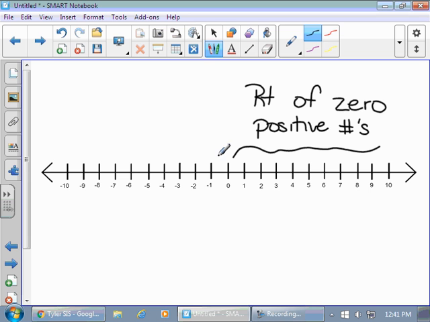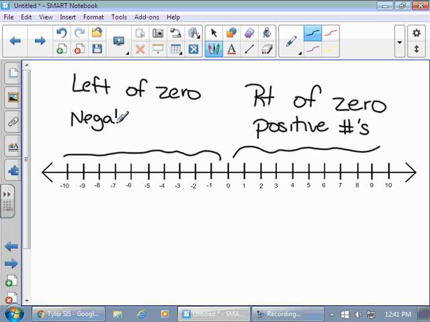Now, the numbers to the left of 0 are your negative numbers. And again, starting at 0, your first step out becomes negative 1, then negative 2, negative 3, and I keep counting out negative numbers.